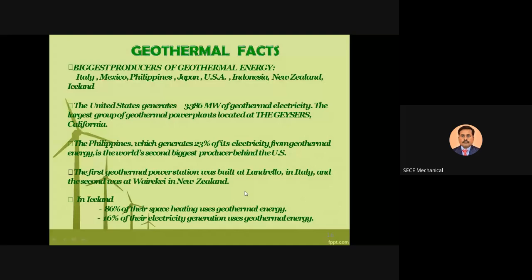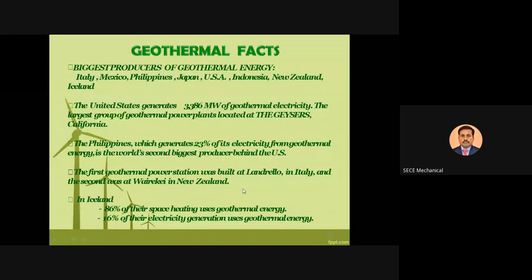So, geothermal facts. The biggest geothermal energy producing countries are Italy, Mexico, Philippines, Japan, USA, Indonesia, New Zealand, and Iceland. These countries are mainly focusing on the geothermal area. They are the big producers of geothermal energy. And the United States generates 3,386 megawatts of geothermal electricity.